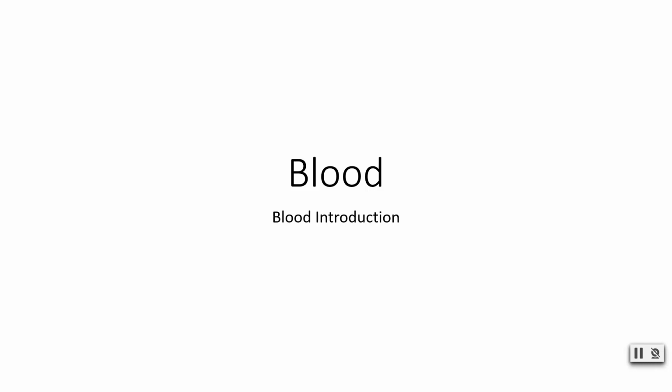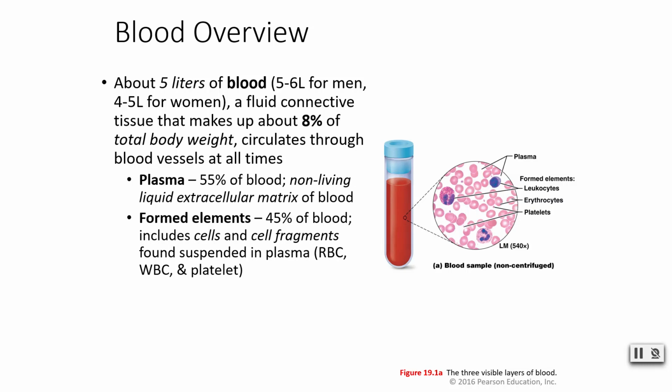In this lecture, we will cover an introduction to blood. The human body contains approximately 5 liters of blood. Males tend to have a little bit more, somewhere between 5 and 6 liters. Females tend to have just a little bit less, maybe 4 to 5 liters.